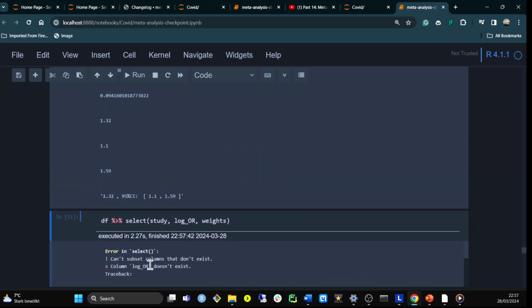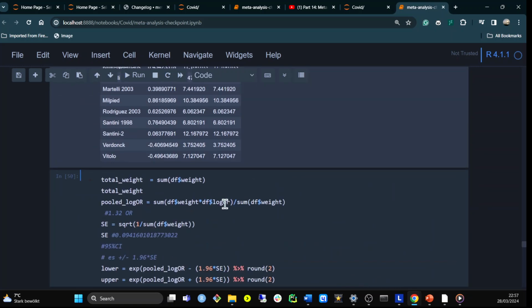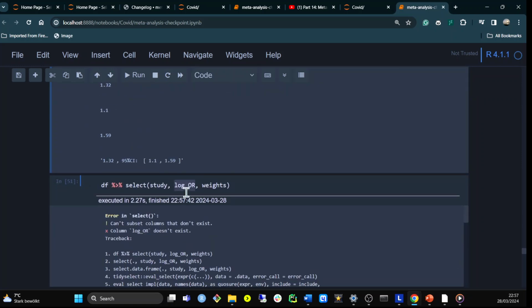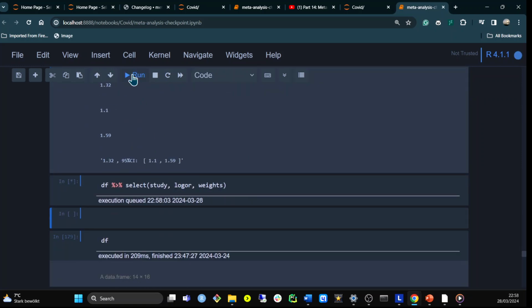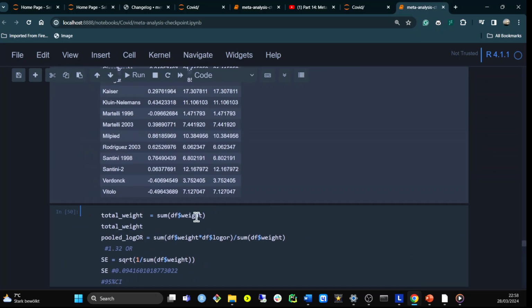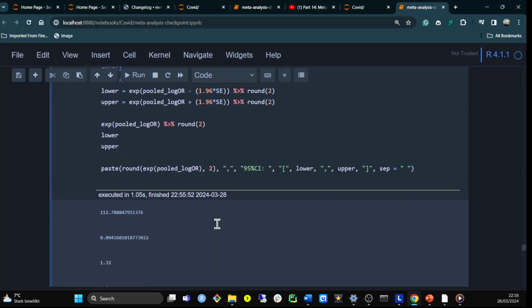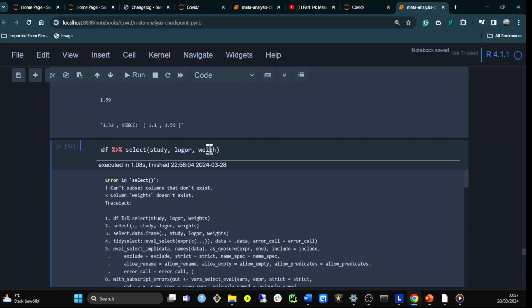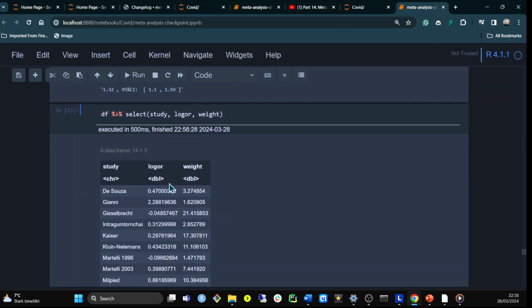What did I do? It says the log odds ratio doesn't exist. Okay, log OR. I have log OR. That's how I calculated that one. Now again, weights doesn't exist. Okay, what do I have then? That weight value is here. So if I print them, then I get my tables. Here I have the study, here I have the weight, the log odds ratio.